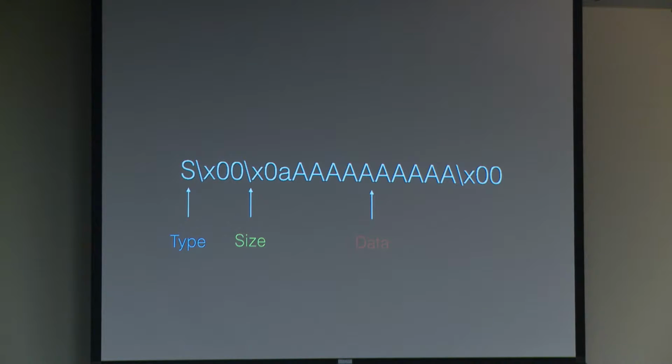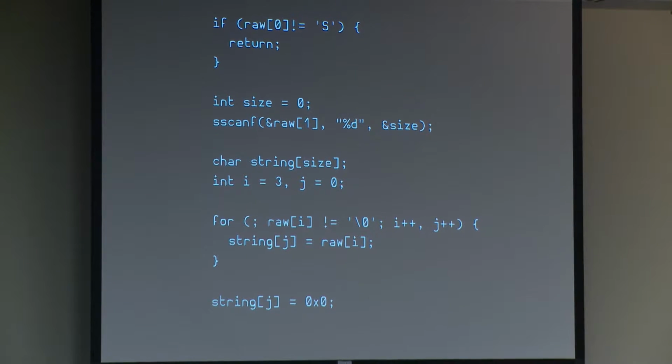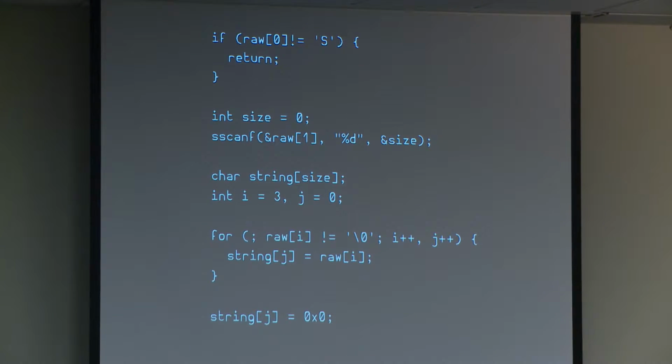We then have some data. We see 10 A's there, followed by a null byte. And this is the end of the string, so it knows I've gotten to this point. I can now stop reading, and the next thing that I read is going to be the next string. And we can convert it to a C string doing that. Here's a little bit of code to handle reading this in and deserializing it.